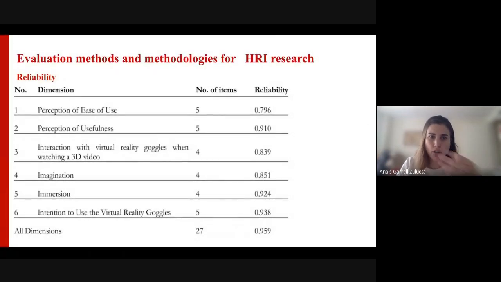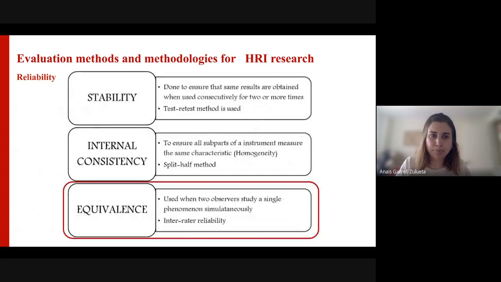Here you have an example of different parts of a questionnaire. For instance, the first one is perception of ease of use, and we have 5 questions, and this is the reliability. Then another, perception of usefulness, we have 5 questions, and this is the reliability. So you see, for each part of the questionnaire, we have a different number of questions, and we compute this Cronbach alpha. And finally, the equivalence.